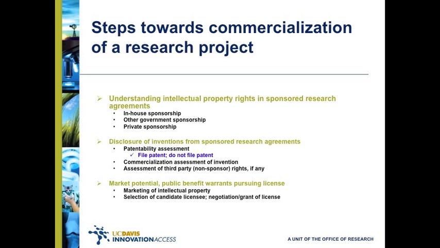to another party. We also have to look at market potential and how the public may benefit from either providing a license or not. The Tech Transfer Office will market that intellectual property, and if there is an interested licensee or maybe multiple licensees, we'll select that licensee based upon receipt of commercial information from the company or companies, and then negotiate a license agreement.